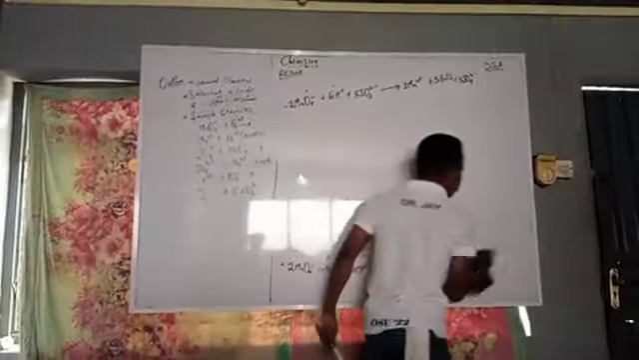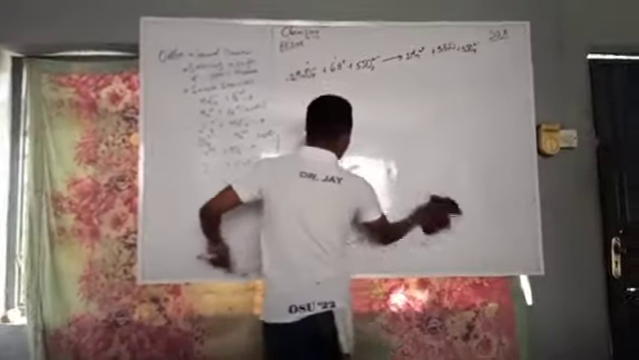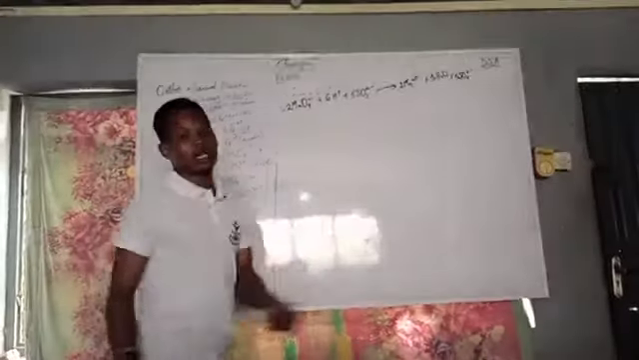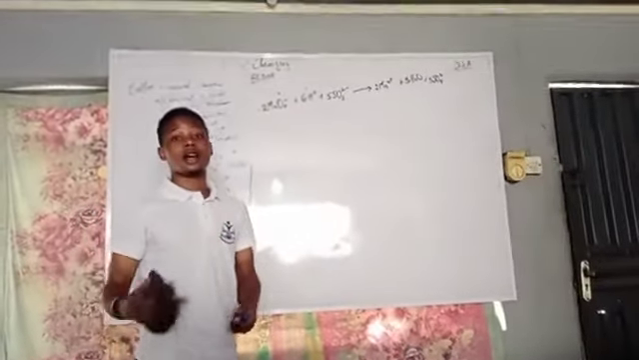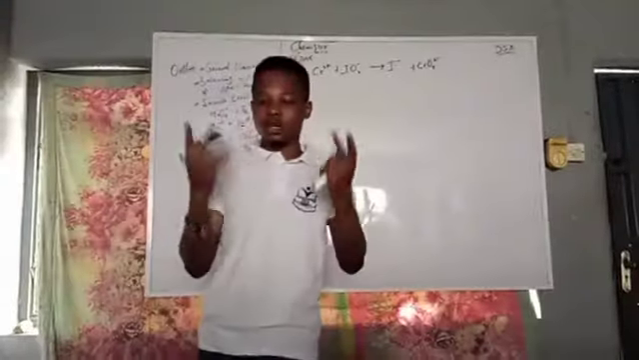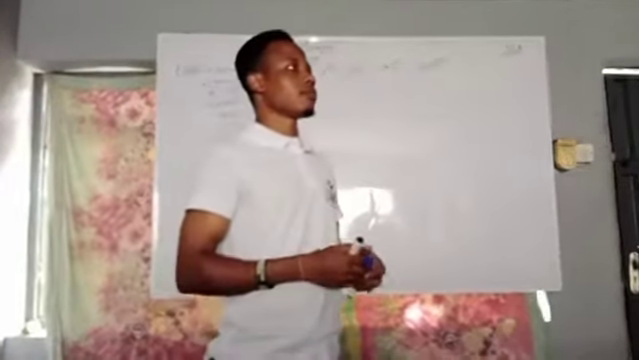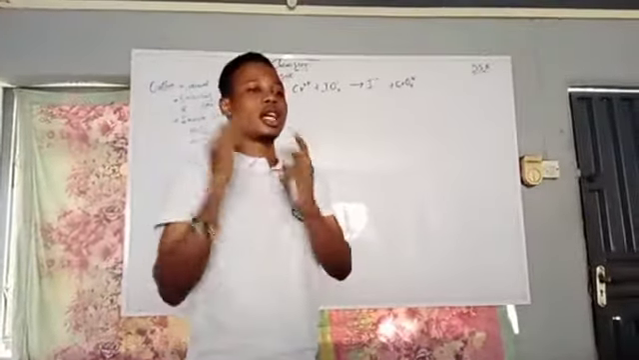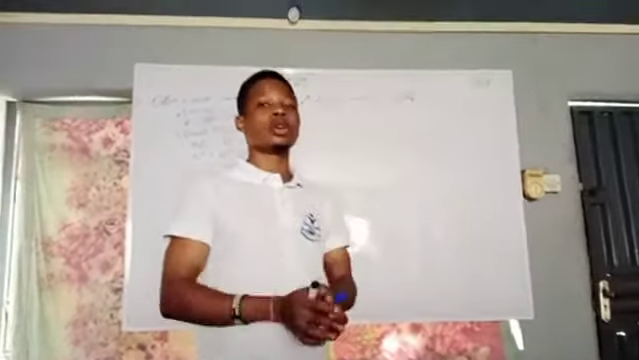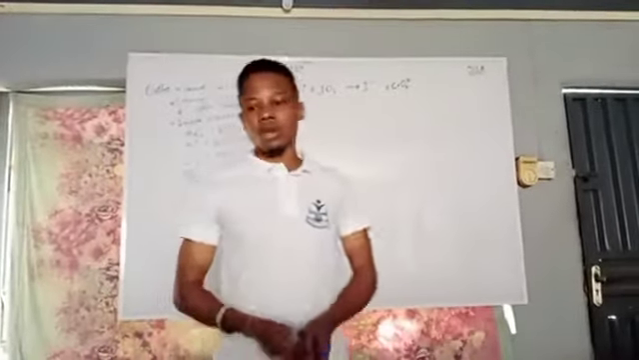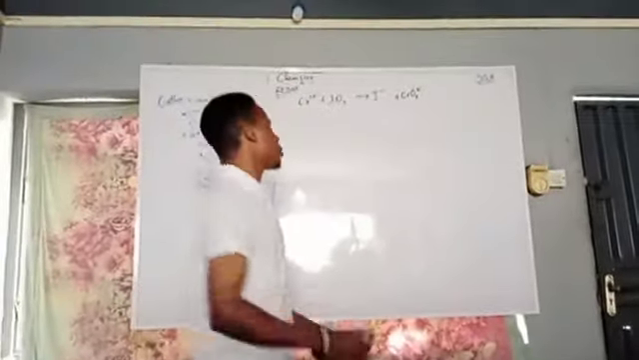So quickly before I round up this particular episode of the day, we would be looking at how to balance in basic medium. So there are 2 ways to go about it, and the first method is going through the acidic medium and then neutralizing the hydrogen ion with a hydroxyl ion to give you water and balance it in the basic medium, or going through the normal basic medium. So let me first go ahead with the normal basic medium.